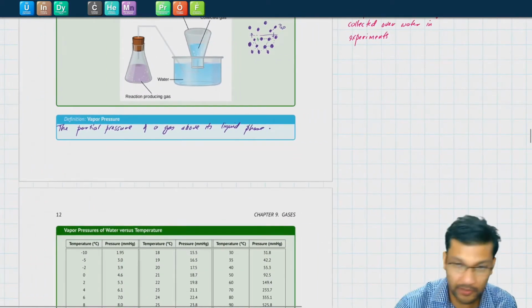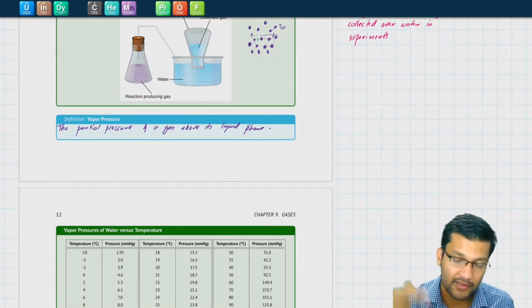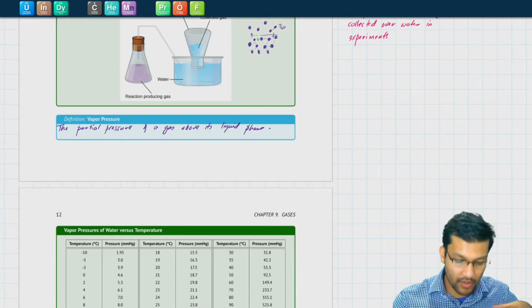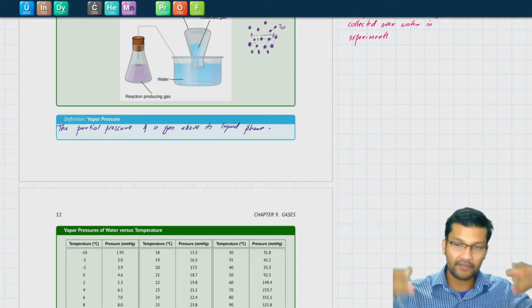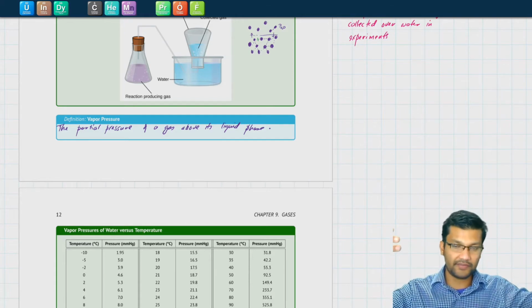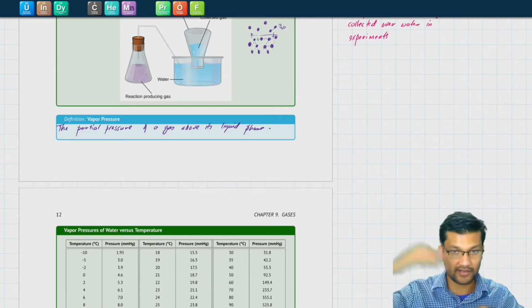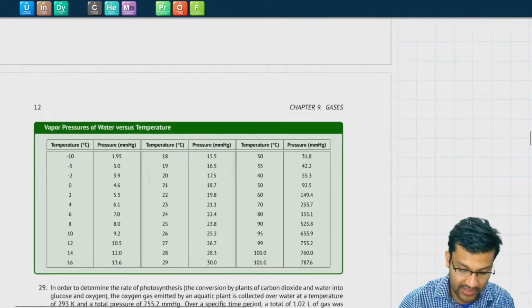Now, the partial pressure depends on the temperature, right? The higher the temperature is, the more water molecules will have enough energy to escape into the gas phase. And so the pressure would become larger. The partial pressure of water becomes higher, the larger the temperature is.